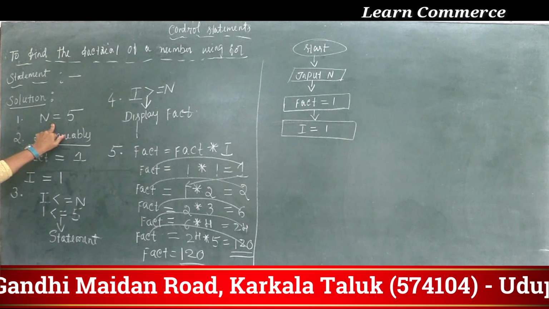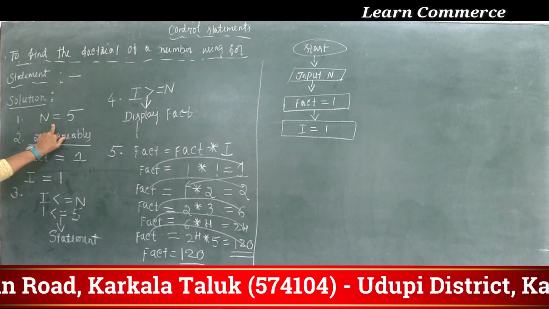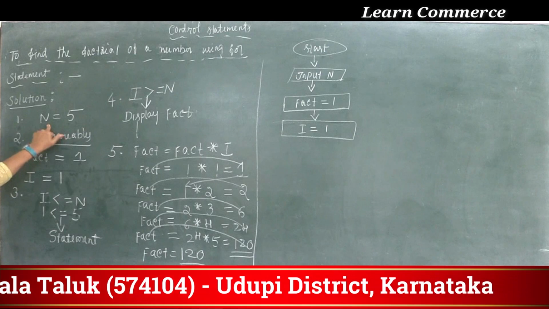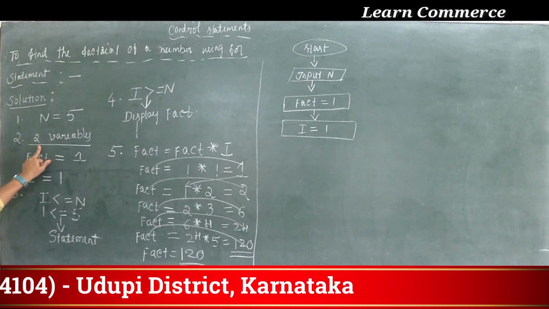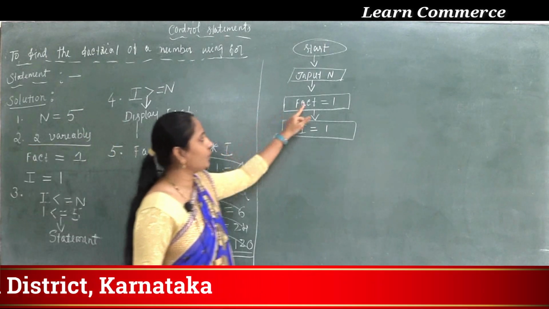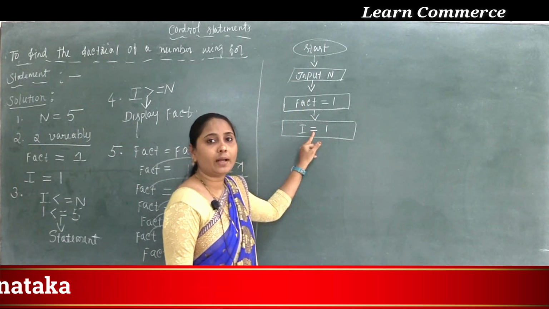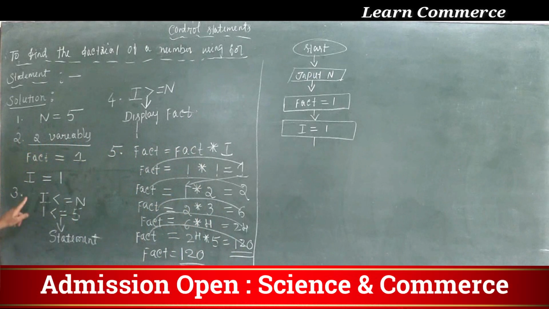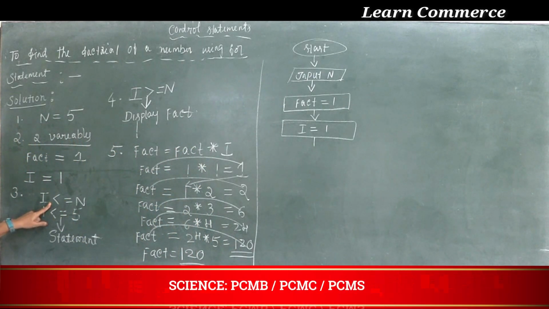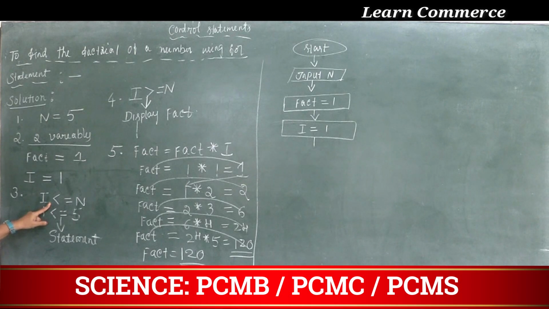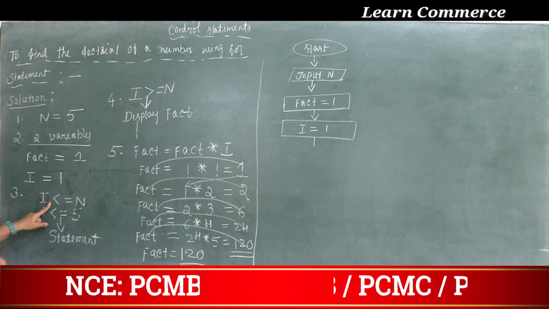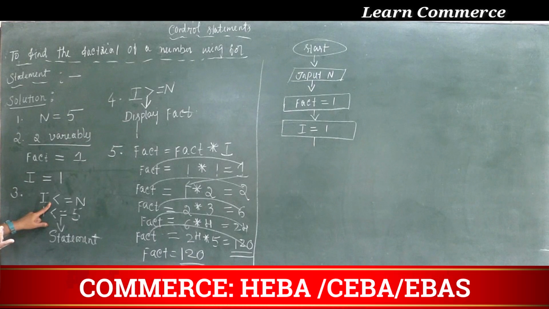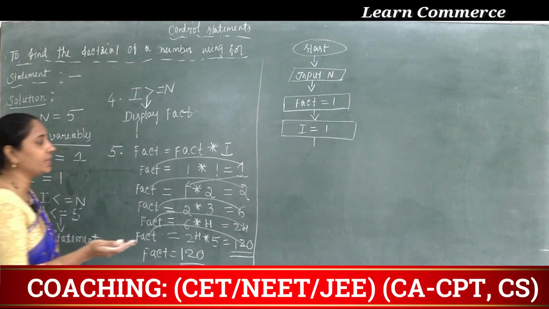First of all the start is there, and next is inputting the n value, then initialization of two variables. One is the fact and the second one is the I value is equal to 1, and after the initialization, the step 3, here I am checking one condition whether the condition is true or false. Depending on the number, maybe it is going to display true or maybe false.